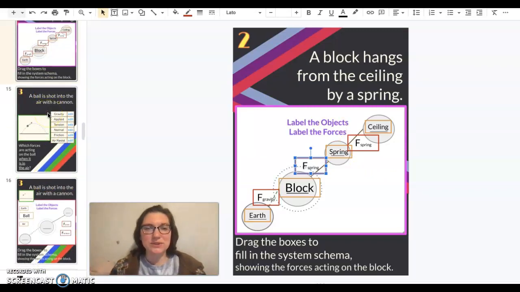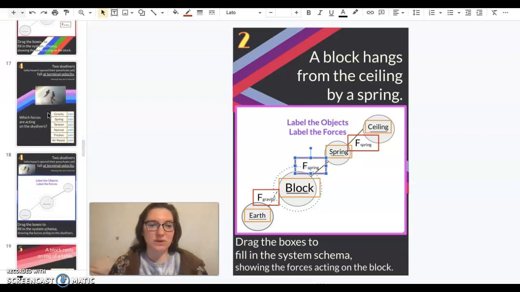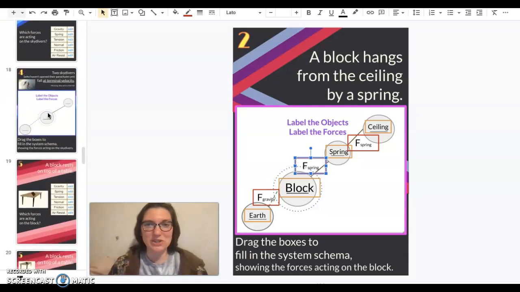So now I want you to do numbers 3 through 5 and then stop there. We'll come and check these and then we'll do the rest during synchronous time. Okay?